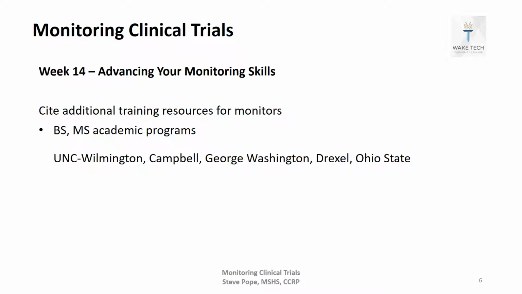And I've listed a few of them here. University of North Carolina at Wilmington has a great program, a BS program and an MS program. And since they're a state school, it's a lot less costly than some of the other programs out there. Campbell University is another local school that offers similar programs. George Washington University has both a bachelor's and a master's program. Also Drexel, which is based in Philadelphia, has a similar program, and so does Ohio State.